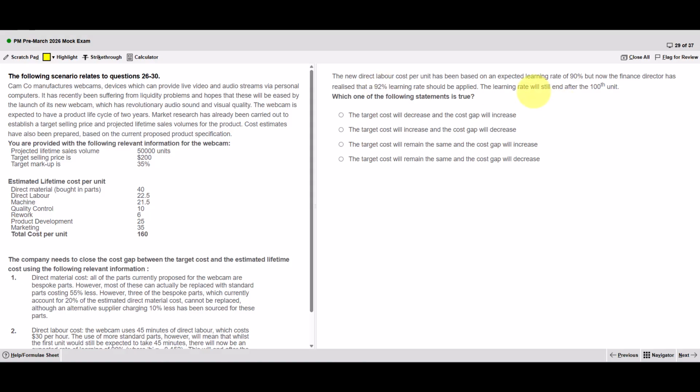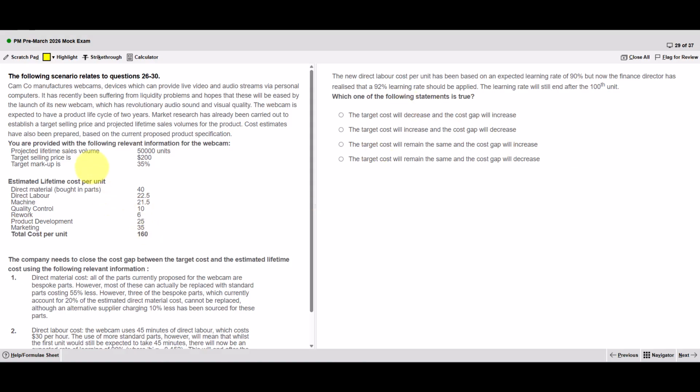And this is quite a complicated question because we need to work out what that's going to do in terms of our speed of learning, what that's going to do in terms of our labour cost, and what that's going to do in terms of our target cost and the cost gap. But let's have a look. We're either going to choose whether the target cost will decrease, increase, or remain the same, and whether the cost gap will increase or decrease. Or we can hopefully narrow it down.